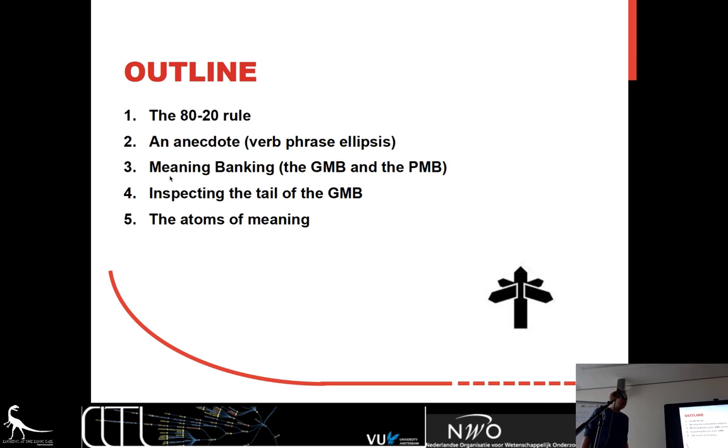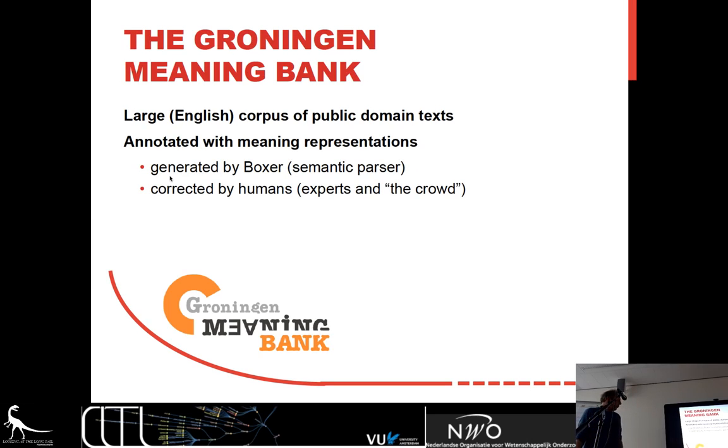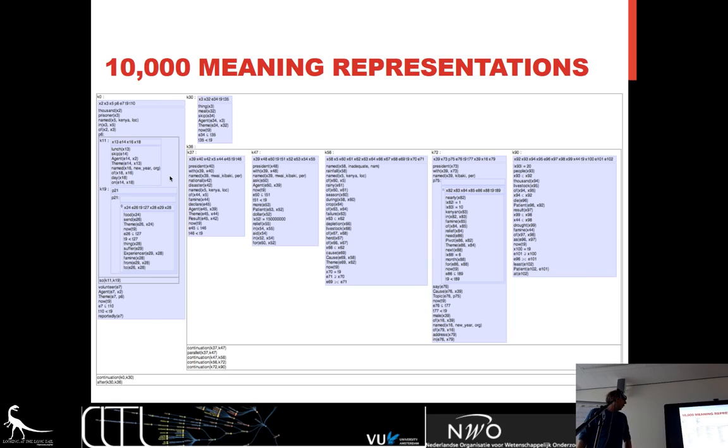Is it that bad? So the Groningen meaning bank is a free corpus. You can download it. You don't need to sign anything. No questions asked. You can just get it from the website. It's all public domain text, basically generated by Boxer and then corrected by humans. This is through a game with a purpose that we invented, and also a lot of non-linguists in the crowd. And this is how it looks. Every time, semantic parsing is really hot.